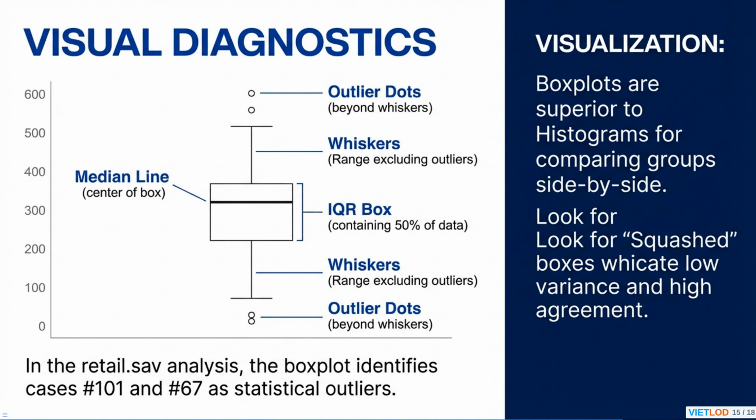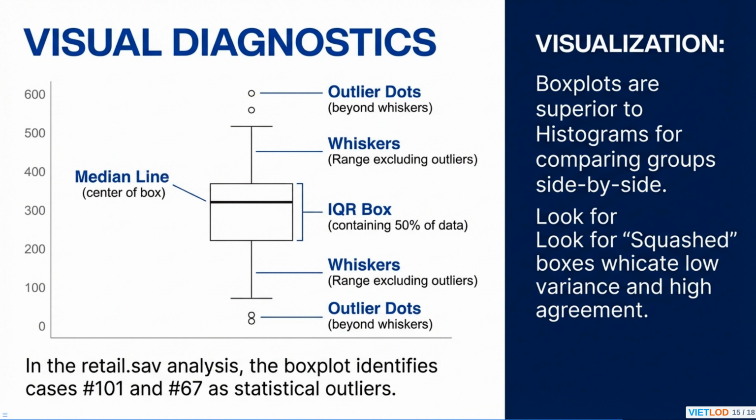Boxplots are incredibly useful visual diagnostic tools, especially when we need to compare distributions across different groups, proving superior to histograms for this purpose. This diagram illustrates the key components of a boxplot. The central box itself represents the interquartile range, encompassing the middle 50% of our data. Inside this box, the prominent line marks the median, which is the exact center of our data's distribution. The lines extending from the box are called whiskers, which show the full range of the data, excluding any extreme values. Individual dots plotted beyond these whiskers are our statistical outliers.